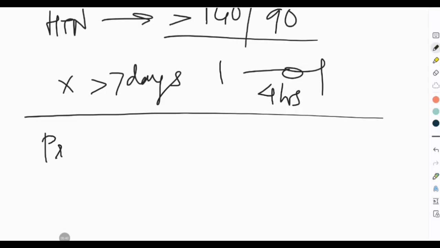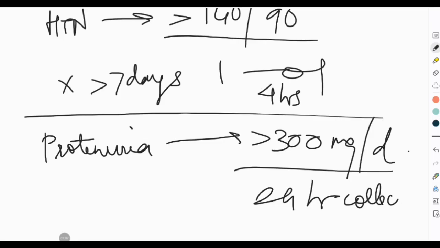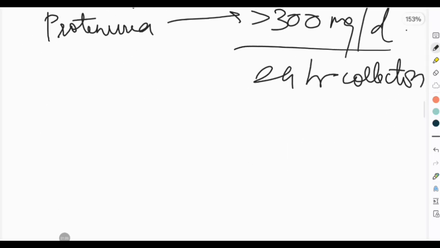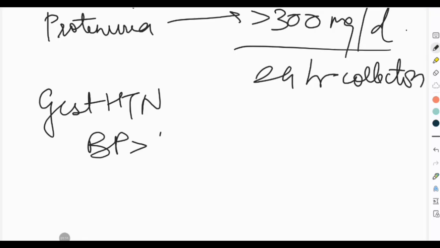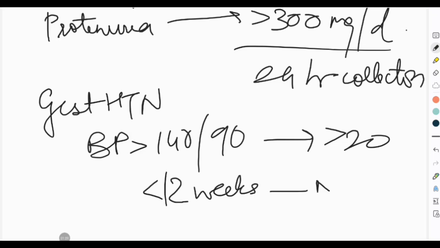Then proteinuria, total protein of more than 300 mg per day in a 24-hour collection. Then gestational hypertension, BP more than 140/90 for the first time during pregnancy after 20 weeks. Okay, then BP returns to normal within 12 weeks postpartum.